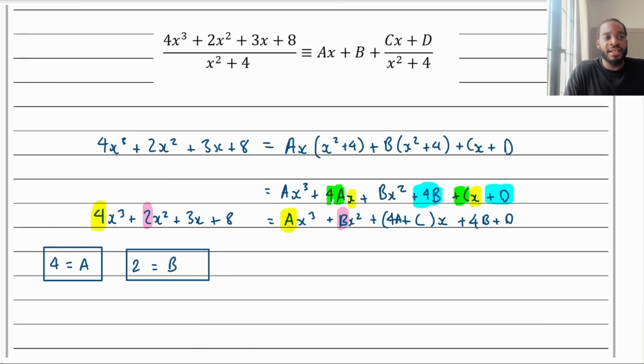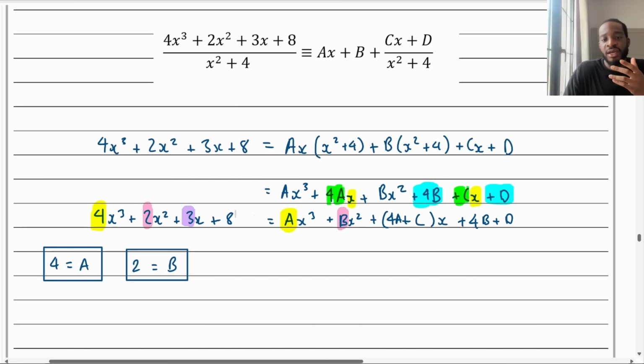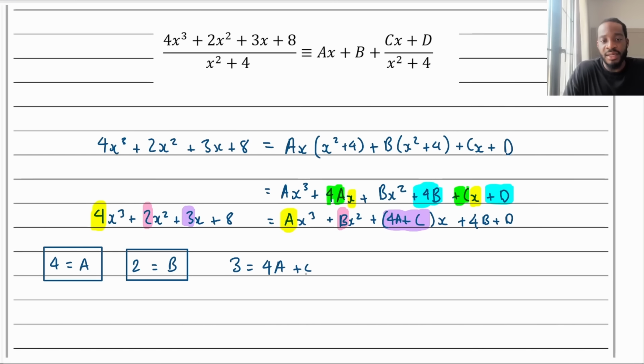So that's fine. And then continuing, let's do the linear term, the x term. The coefficient of the x term on the left hand side is 3. The coefficient of the x term on the right hand side is 4a plus c. So therefore, what we can say is that 3 is equal to 4a plus c. And now what can we say? Well, we've got 4a plus c. We know that a is equal to 4, so actually we can find out what c is, right? So I'm going to say that 3 is equal to 4 times a, which is 4, plus c.